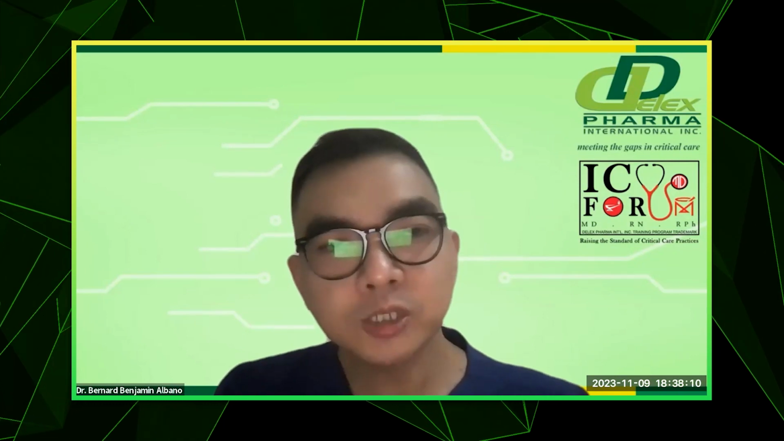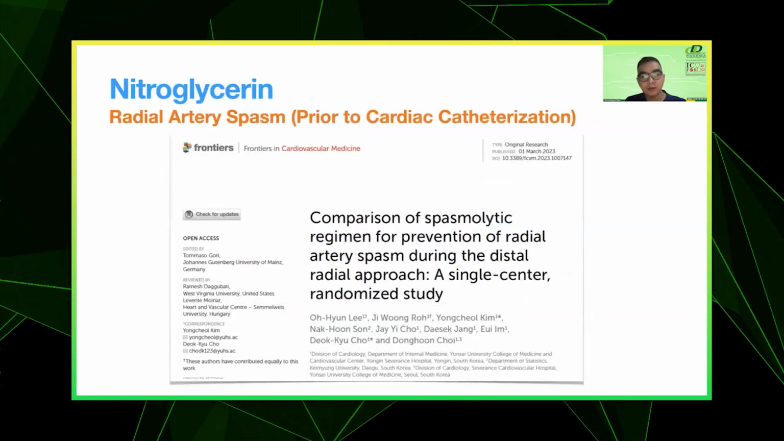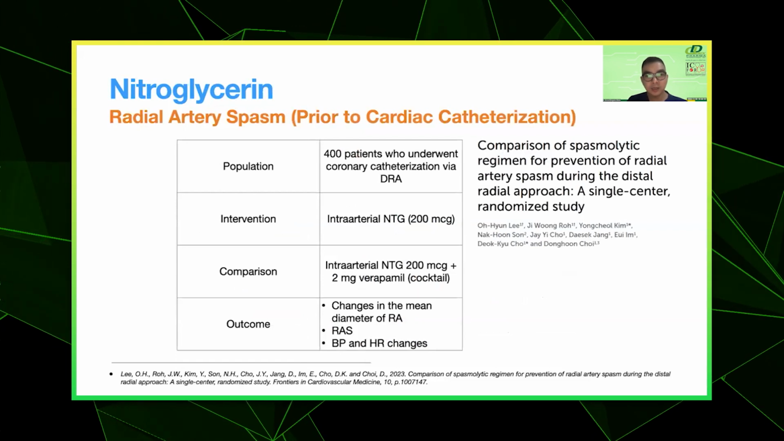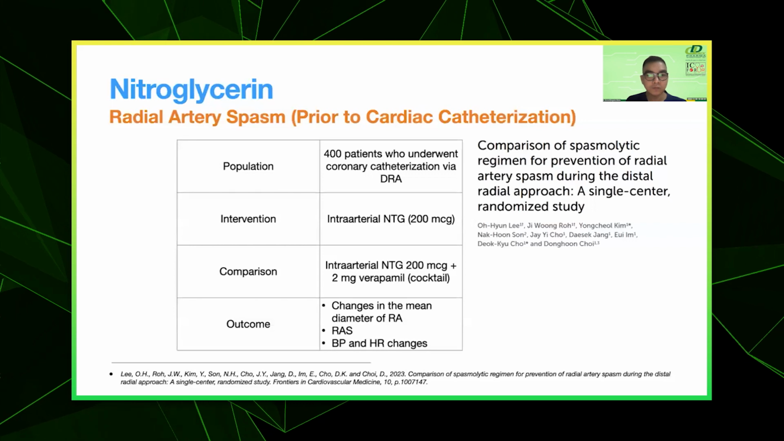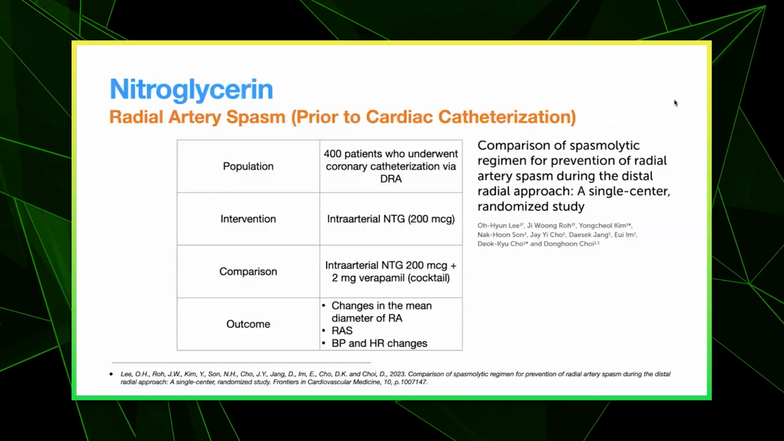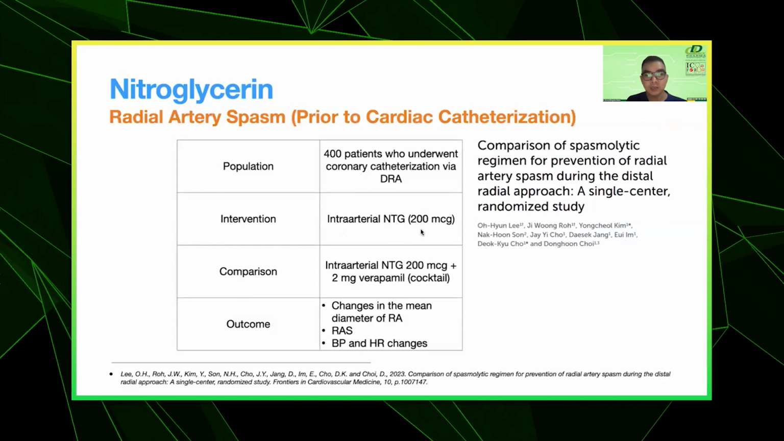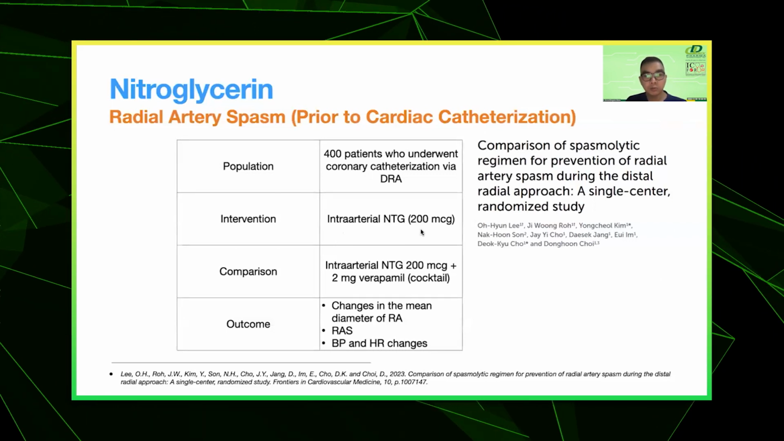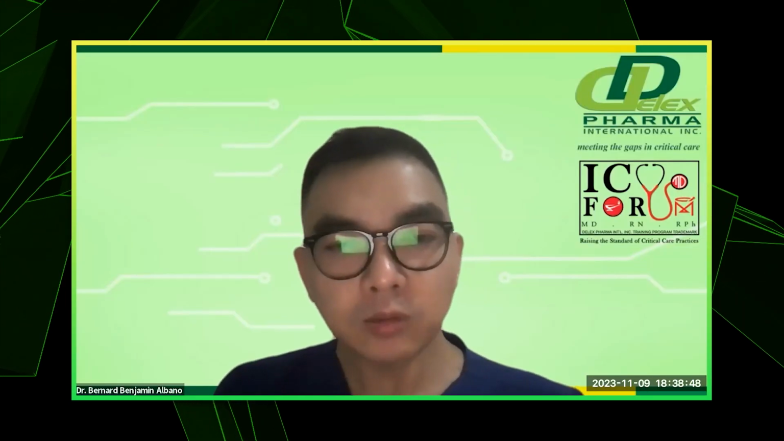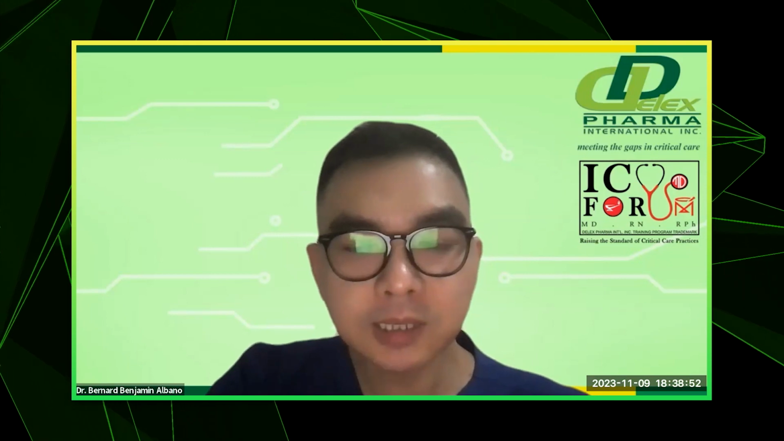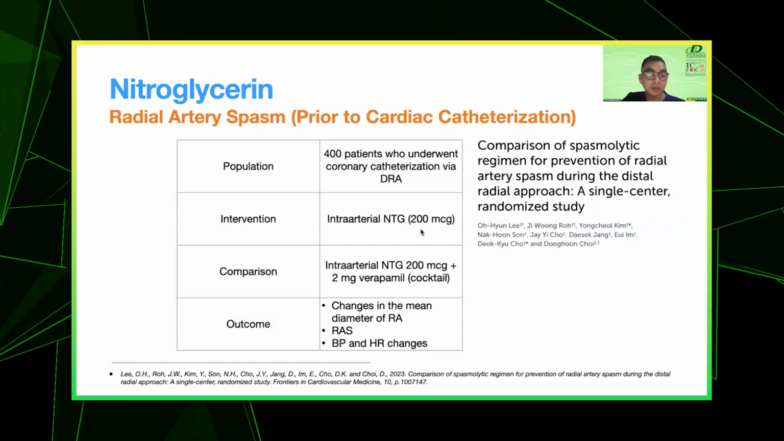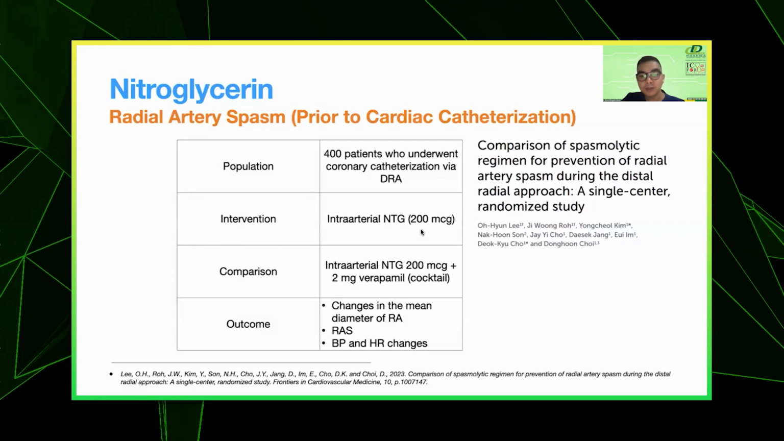For the prevention of radial artery spasm, this is a study that has been done in South Korea, which included 400 patients who underwent coronary catheterization by the distal radial artery. The study is done by Professor Lee, and he compared intraarterial NTG with a dose of 200 micrograms to a cocktail of intraarterial NTG 200 micrograms plus 2 milligrams of verapamil. The outcomes seen in this study are the changes in the mean diameter of the radial artery and the development of radial artery spasm, or RAS. And of course, for the safety profile, the BP and the heart rate changes.